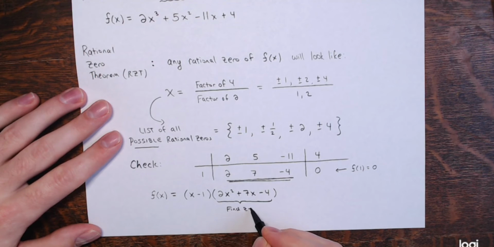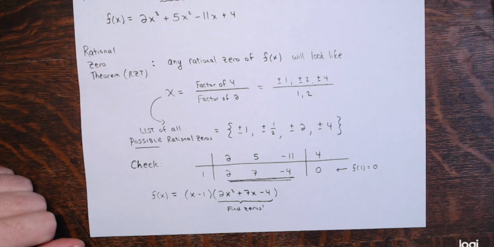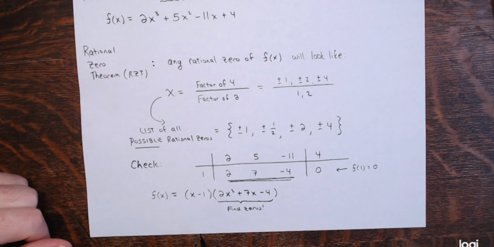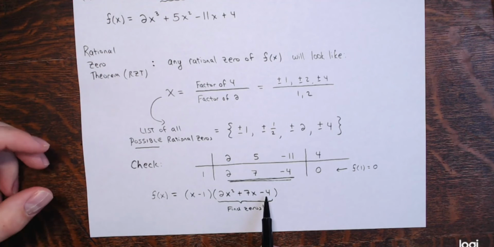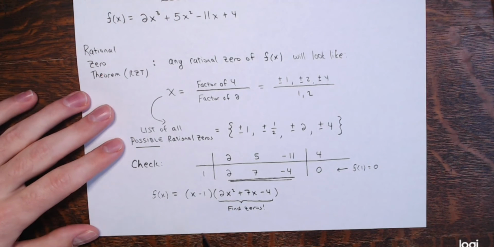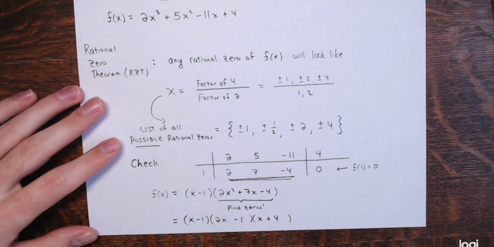Now, it is a degree 2 polynomial, so finding the zeros should be really simple. You can either try factoring it, or you can just use the quadratic formula. Now, this is factorable though, right? 2 times negative 4 is negative 8, and 8 and negative 1 add up to 7. Those are factors of negative 8 that add up to 7. So this is actually factorable. So I can keep factoring here. x minus 1 times, and then this factors to 2x and x, and I would need plus 4 here and minus 1 here. Right?